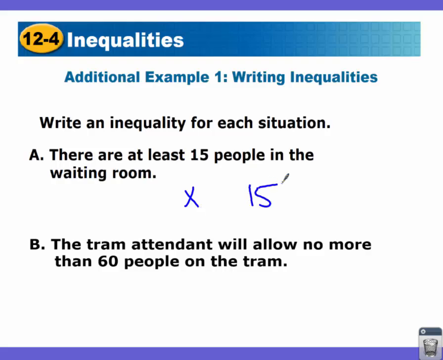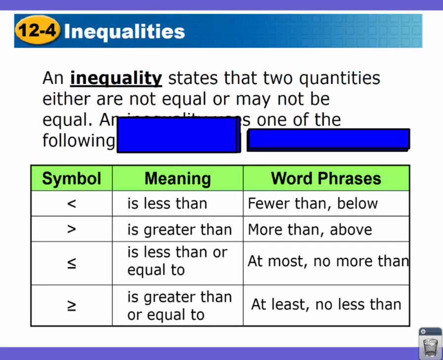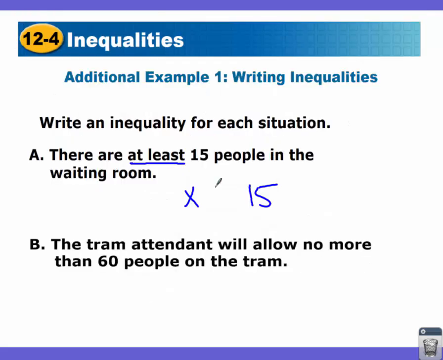Now, are there some key words here? Yes, it says at least 15. So if we go back to our word phrase bank and look, at least means greater than or equal to. So that means it's going to be greater than or equal to. It says there are at least 15 people in the waiting room. So that means 15 is our small number. It's the small number in there. So 15 is the low number. So there's probably more than 15 in there when we look at this particular waiting room.